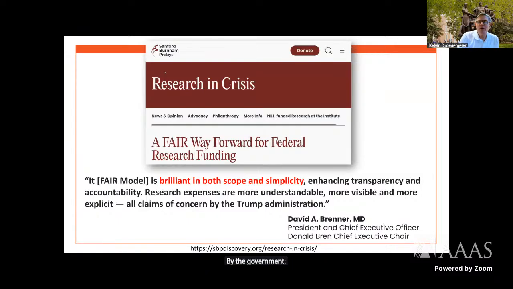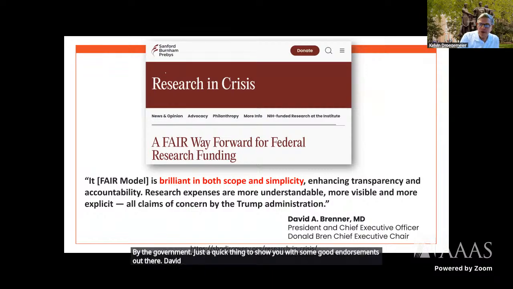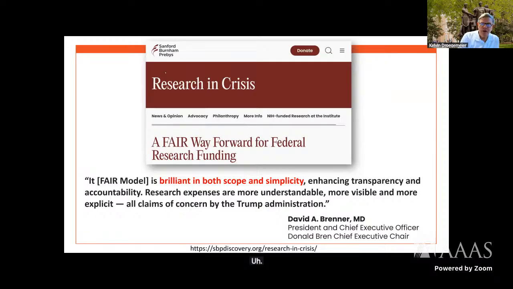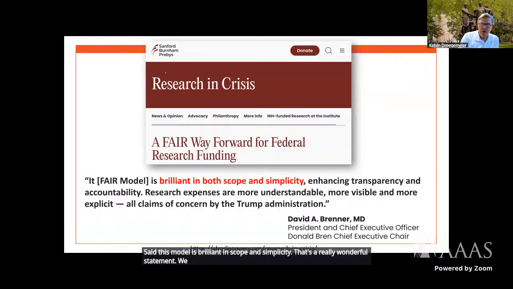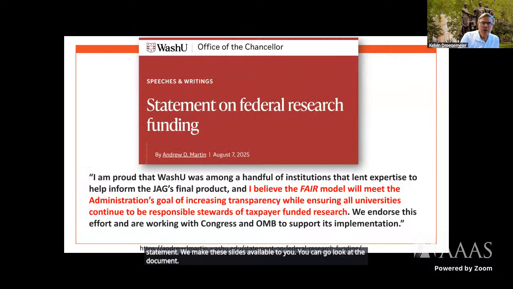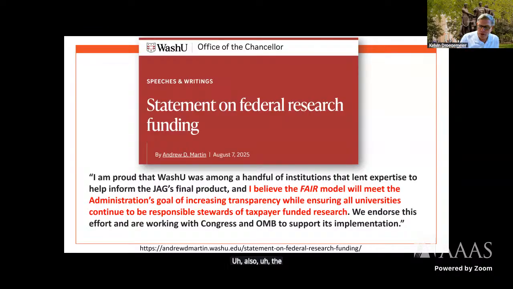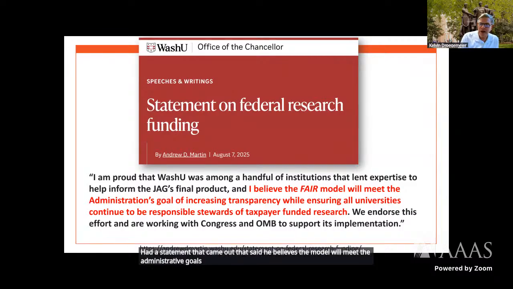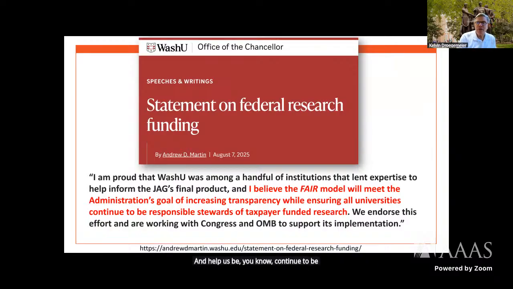Just a quick thing to show you, we have some good endorsements out there. Dr. David Brenner, who's the president of Sanford Burnham Prebys, said this model is brilliant in scope and simplicity. That's a really wonderful statement. We make these slides available to you. You can go look at the document. Also, the chancellor of Washington University in St. Louis had a statement that came out that said he believes the model will meet the administrative goals of transparency and accountability and help us continue to be responsible stewards of taxpayer funds.